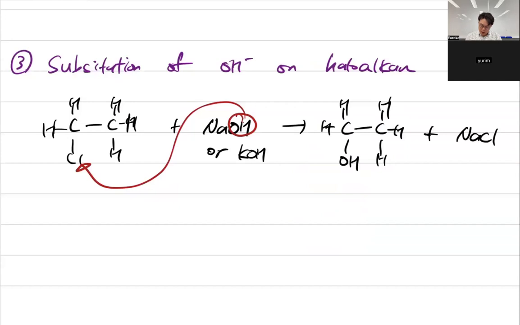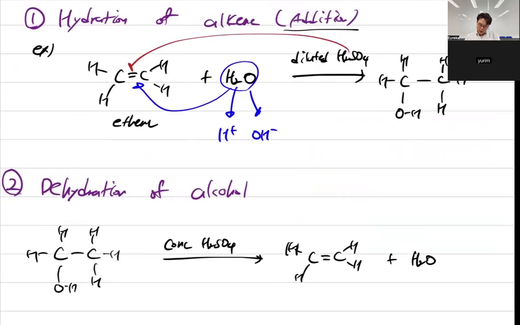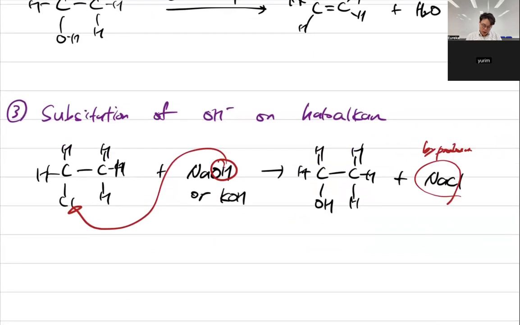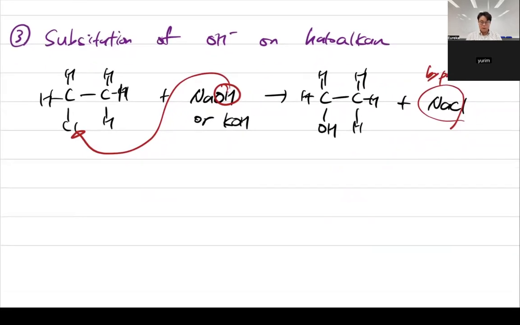So we get some byproduct, sodium chloride, which is produced as the byproduct. Unlike the addition reaction we had on top in the hydration process, where no byproduct is produced, this is known as a substitution reaction, as we get some byproduct produced. Does it make sense? Can you spot the difference between substitution and addition reaction now?